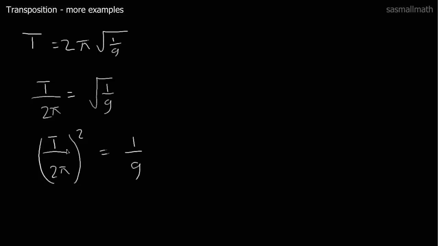Now once you get to this stage, we've found 1 over g. We actually want g. And if you've got this situation where you've got a fraction here, even though it's in a square bracket, we can simply invert the fraction. So it becomes 2 pi over T, squared, equals g. So that's a neat little feature. Sometimes you just have to invert fractions. Okay, let's try another one then.